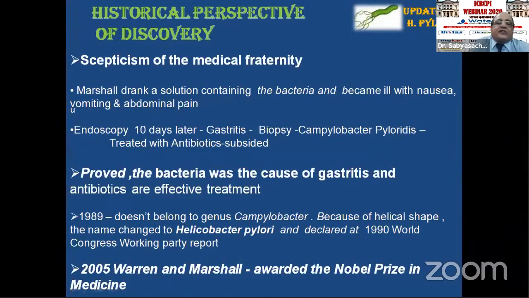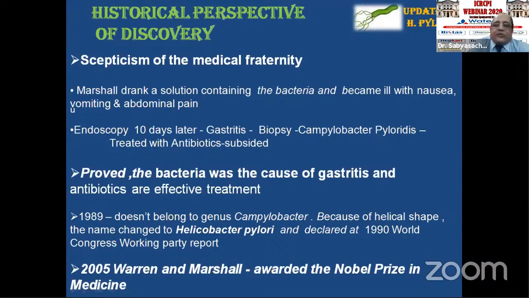When he tried to present to the medical fraternity, there was a lot of skepticism. They didn't believe it. So he decided to drink a solution containing this bacteria and became ill. He started having vomiting and abdominal pain. After 10 days, he had an endoscopy and gastritis was noted. The biopsy showed Campylobacter pyloridis. At that time, that was the name. Given antibiotics, it subsided. That's how he proved that the bacteria was the cause of the gastritis and that antibiotics were effective.